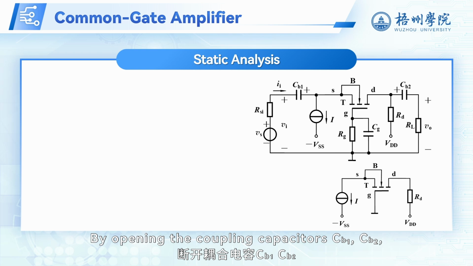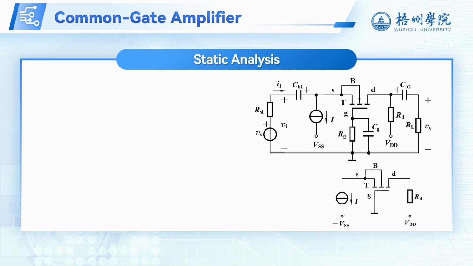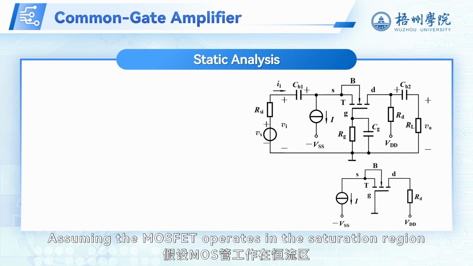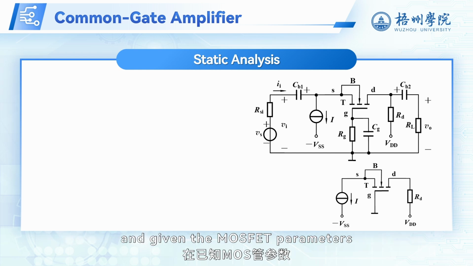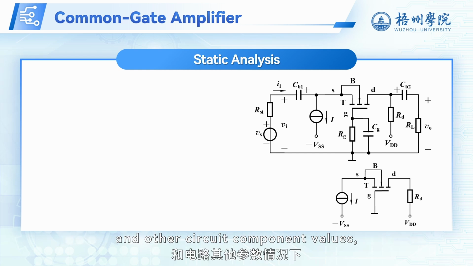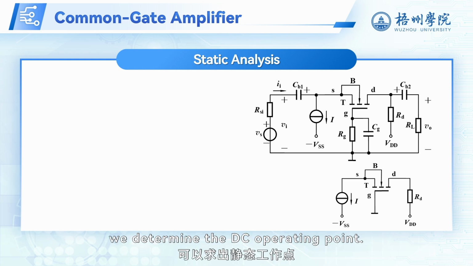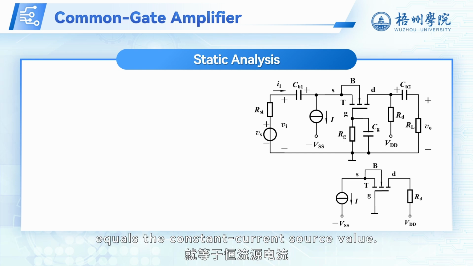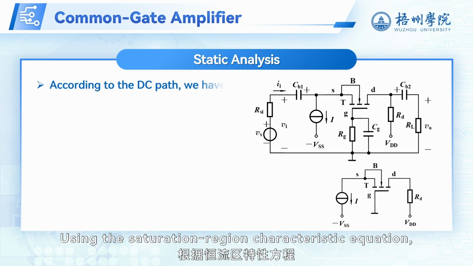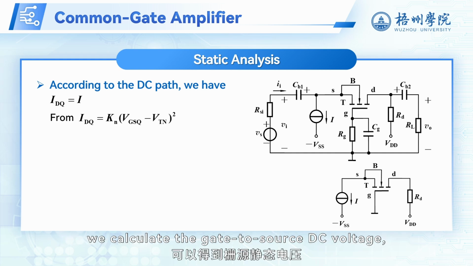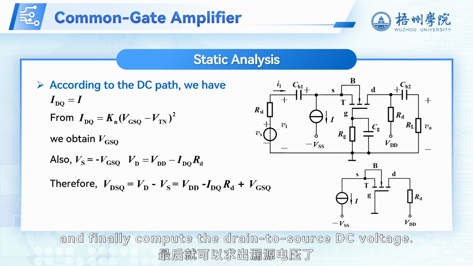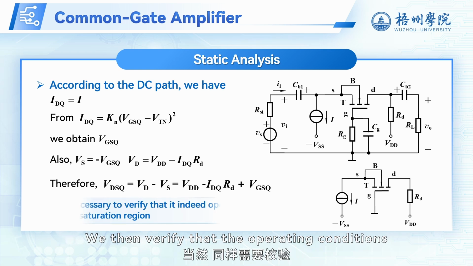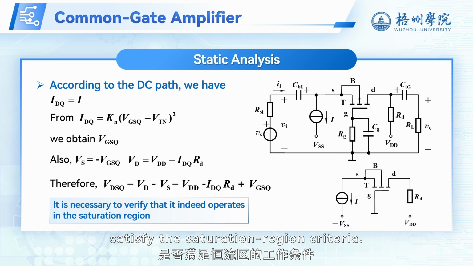By opening the coupling capacitors C sub B, C sub B2, and the bypass capacitor C sub G, we obtain the DC path. Assuming the MOSFET operates in the saturation region and given the MOSFET parameters and other circuit component values, we determine the DC operating point. The DC drain current equals the constant current source value. Using the saturation region characteristic equation, we calculate the gate-to-source DC voltage, determine the source potential, and finally compute the drain-to-source DC voltage. We then verify that the operating conditions satisfy the saturation region criteria.